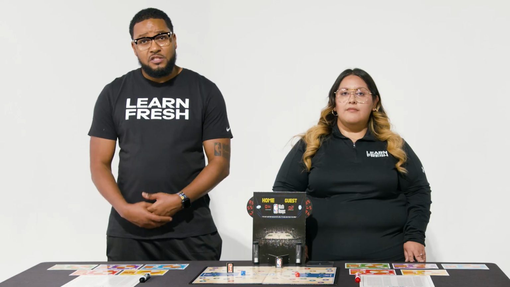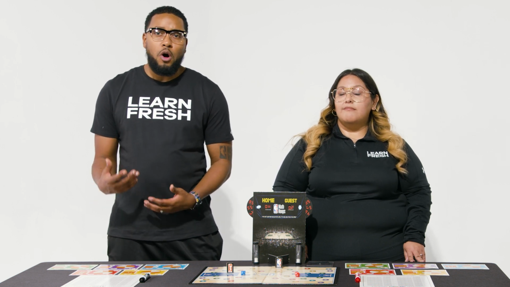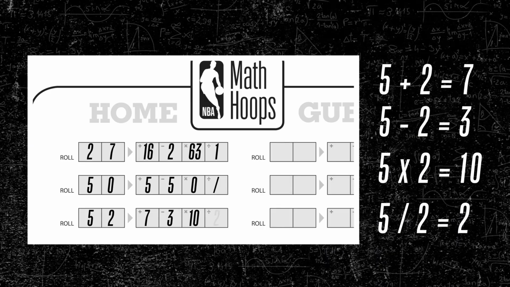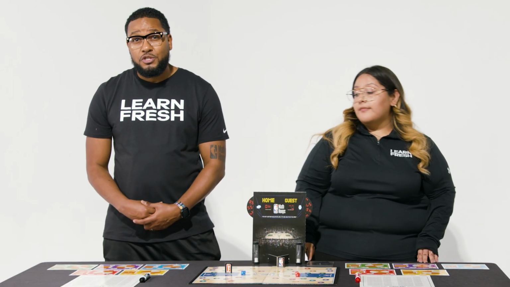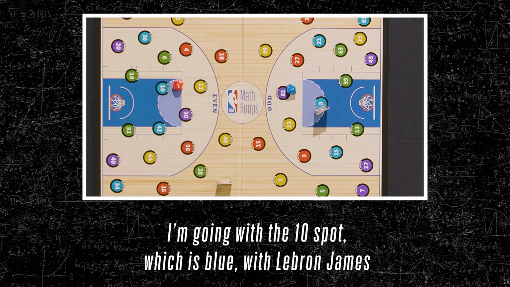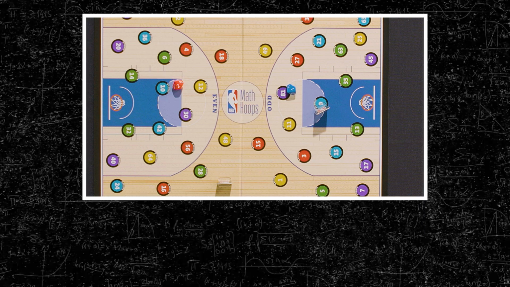When we get to division, we can see that 5 divided by 2 doesn't give you a whole number, so I'm going to choose to round to 2. Now I'm going to choose where I'm going to shoot on the even side of the board. I'm going with the 10 spot, which is blue with LeBron James.